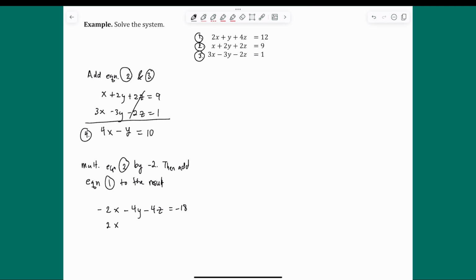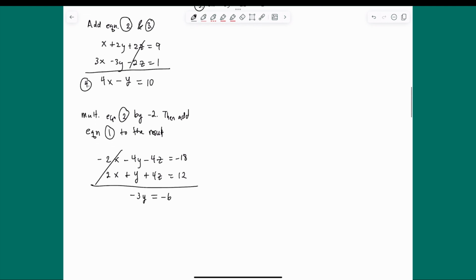So equation 1 gives us 2x plus y plus 4z equals 12. And so I'm going to add these up. So the x's cancel. Negative 4y plus y gives us negative 3y equals negative 6. And then clearly this is another equation 5. Technically this would have been a system of two equations, two variables, but I got lucky and my x got eliminated. Therefore, I already know what y is by solving for y here to get y equals positive 2.